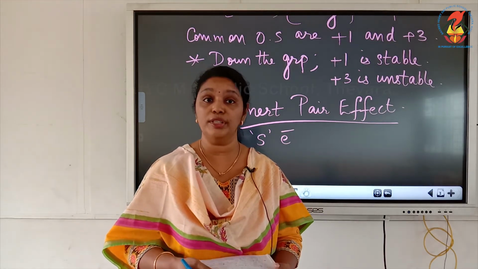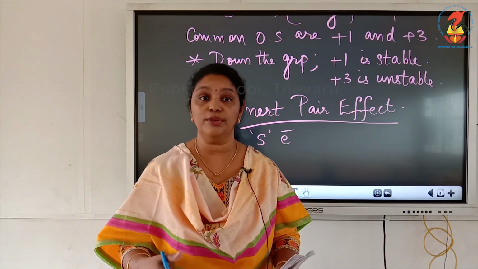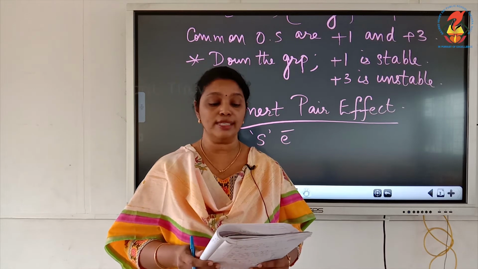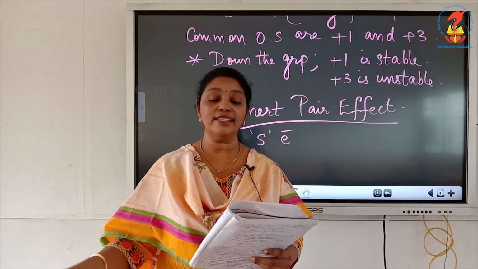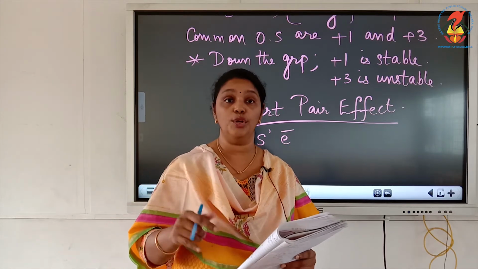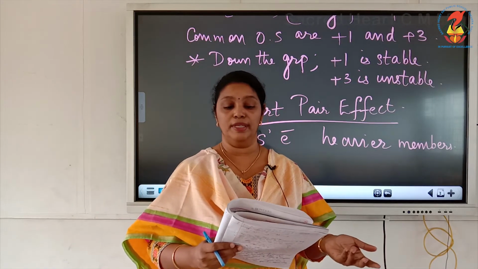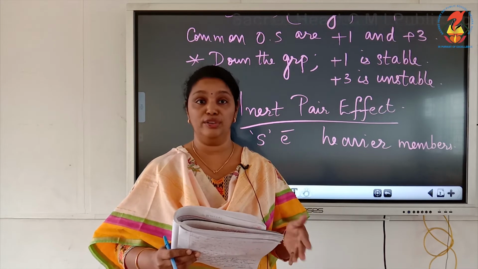We know that down the group the d and f orbitals also get filled, and due to poor shielding of d and f electrons, the Z effective of the last elements in a group, also called heavier elements or heavier members or higher members, increases. So, Z effective of higher members, that is the last element of each group, increases.